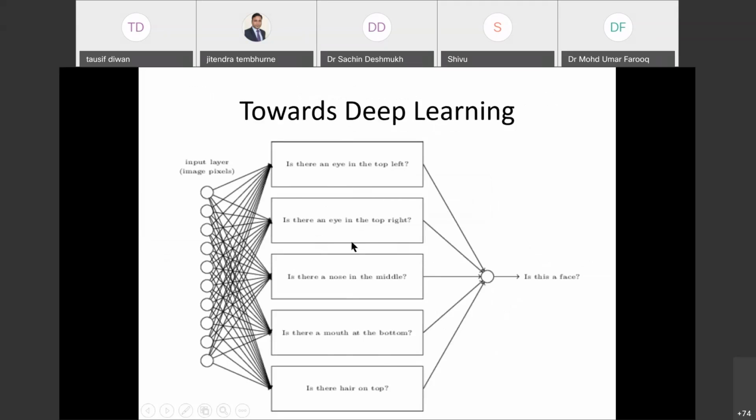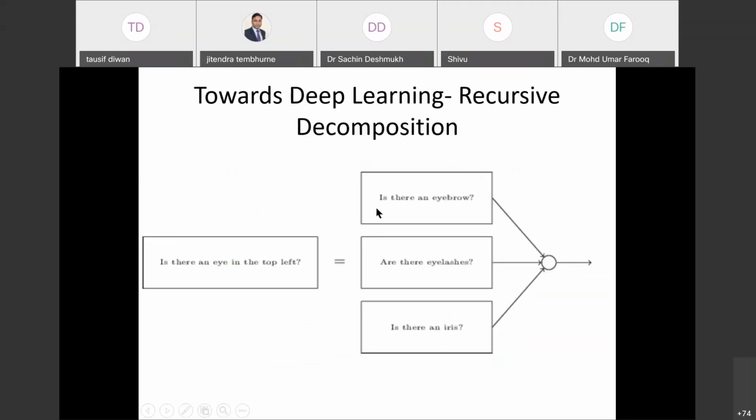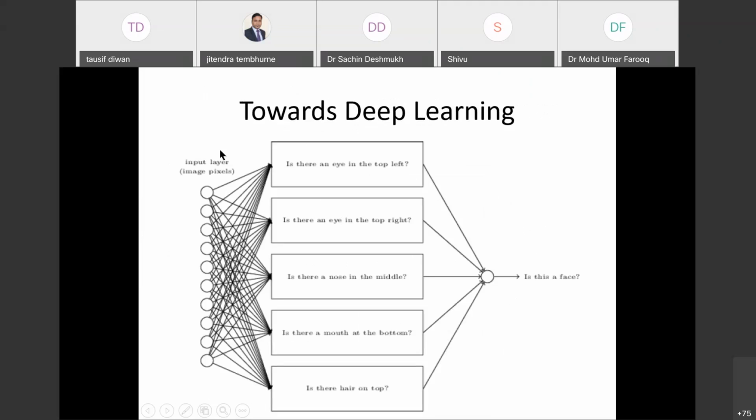Now, it was a subproblem: is there an eyebrow? We cannot determine directly whether there is an eyebrow or not. We need to find the features of an eyebrow. This subproblem is broken up into several subproblems. If this subproblem is broken up into several subproblems, it means that we are inserting one more layer into the neural network. So when a subproblem is broken up into several subproblems, it means that layers are getting inserted in the neural network and the neural network is becoming deeper and deeper. Is it clear?